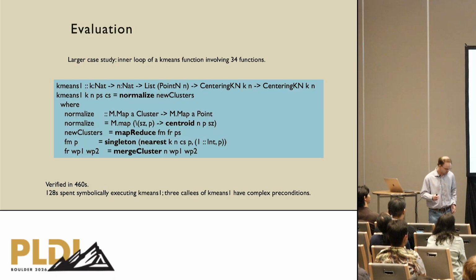And so what happens with this is kind of interesting: we spend about a fourth of the time just symbolically executing kmeans1, trying to find concrete and abstract counterexamples to illustrate what's happening with these functions here. And then everything else happens pretty easily with the other 31 functions or whatever it is.